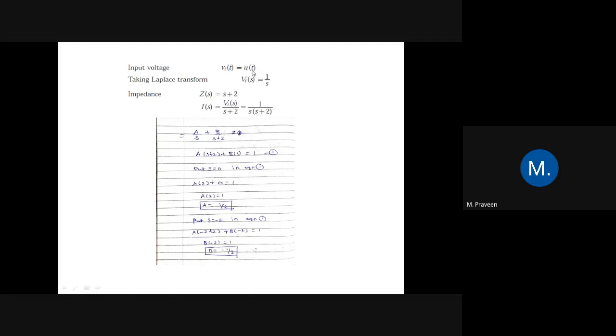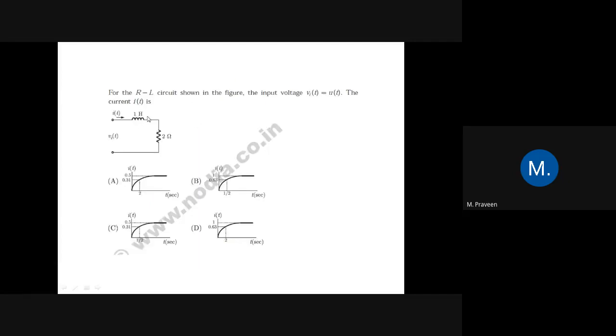Here it is a constant, therefore it is equal to 1/S. Next we have to find the impedance. Here we have resistance and inductance. For resistance, the value given is 2. For inductance, if you write it in the S domain, it is S times L. Here the L value is 1, therefore S into 1 is S.